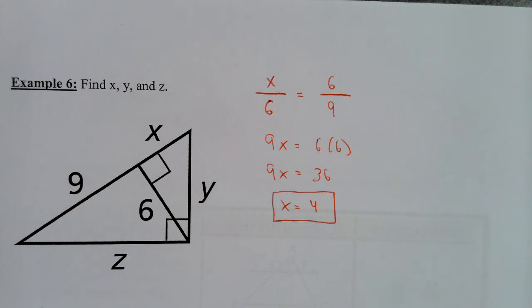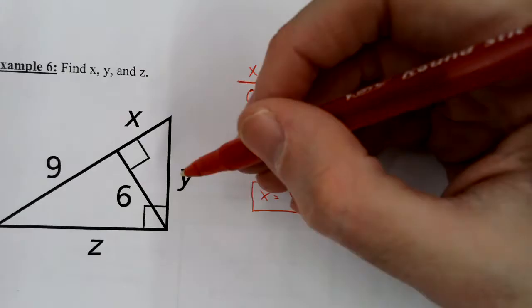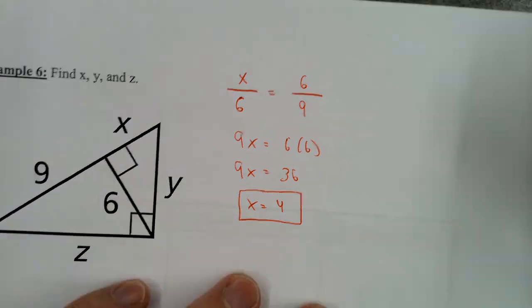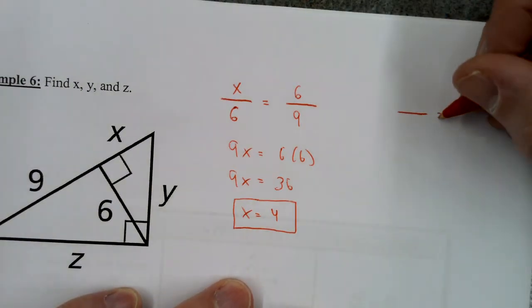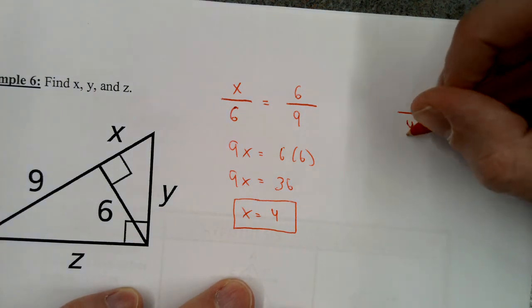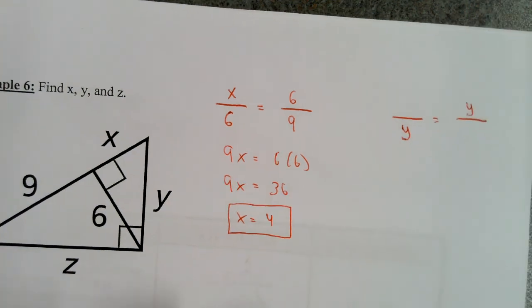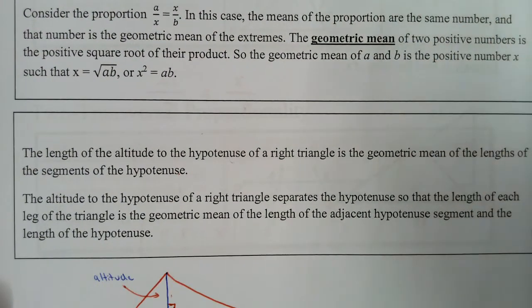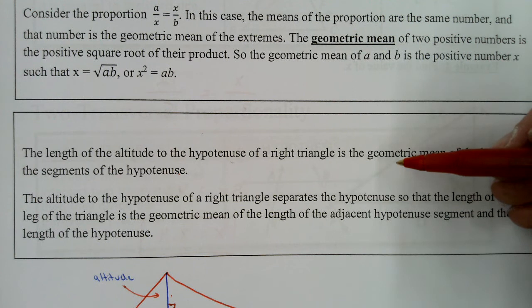Now let's solve for y. Y is called a leg. The leg, in this case y, is the geometric mean. This comes from the last page. I'm doing this based off of these two examples, these two sentences right here.